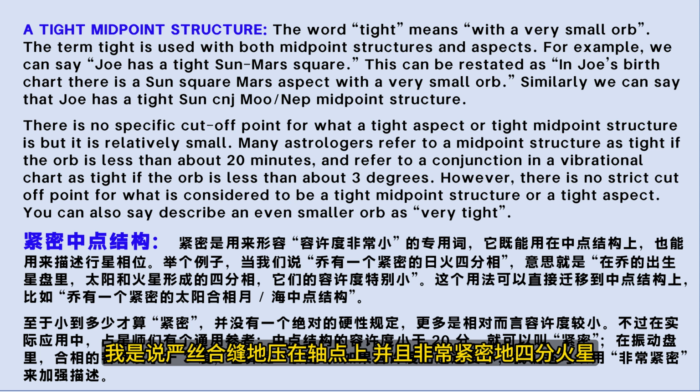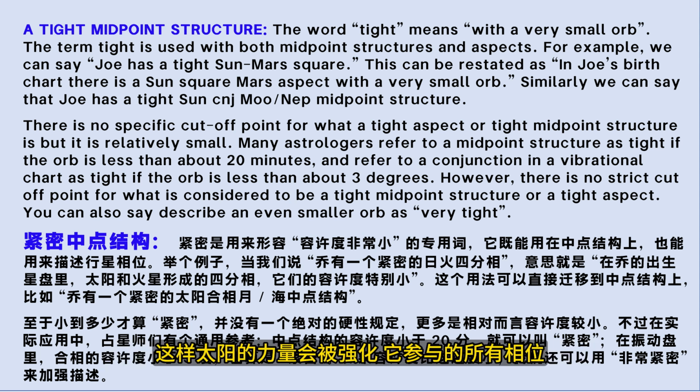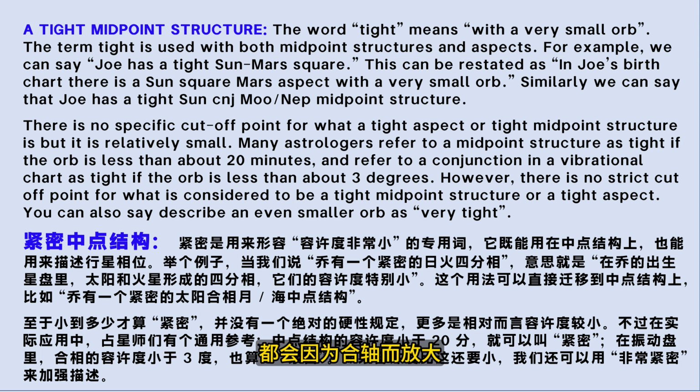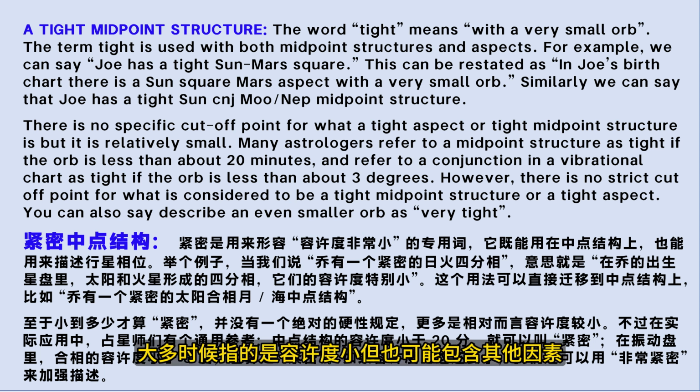Square Mars. Well, that's making the Sun stronger, and therefore anything the Sun does is amplified in a way by being angular. So there can be other reasons why you think of an aspect as strong. Usually orb is the main one, but not necessarily. So when you hear somebody say it's a strong midpoint structure, probably they're referring to just the orb, but maybe there's something else working into it.